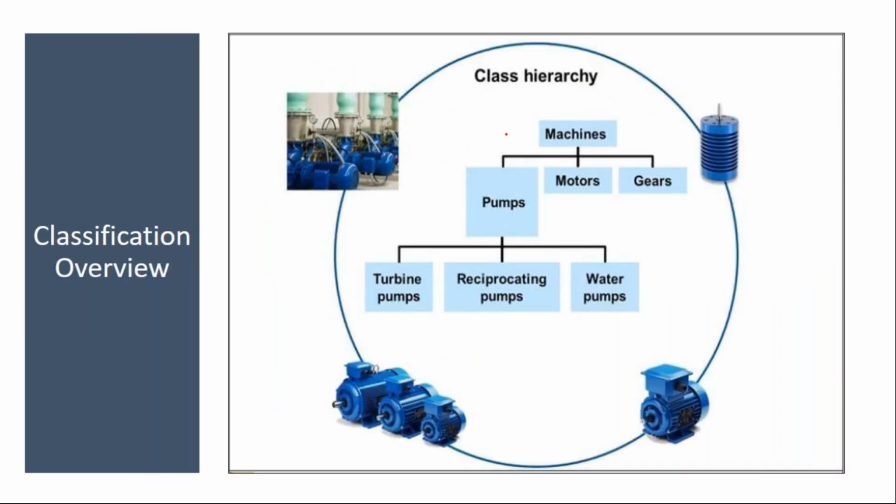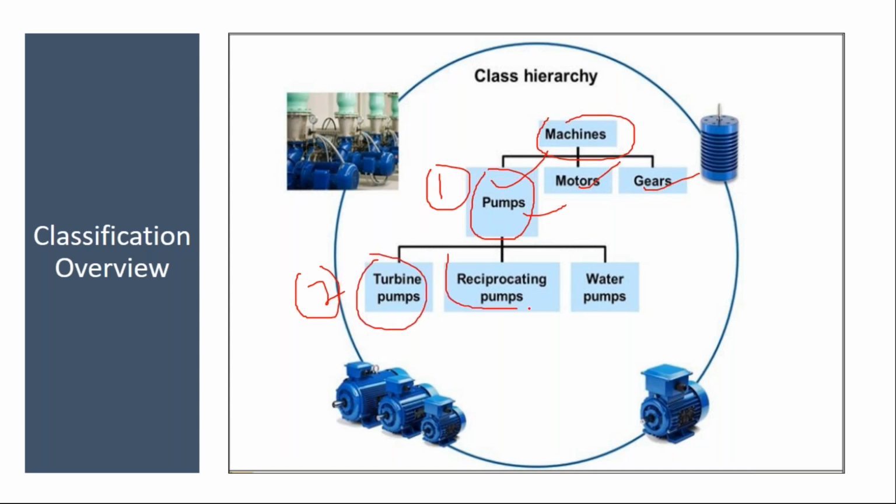You can have a multiple hierarchy of classes also. Suppose in my company I have machines. First type of machine: pump, motor, gears. This is the first level of classification, so I am classifying them according to the type of equipment. Then the second level is again in the pumps, what type of pump? Turbine pump, reciprocating pump, water pump. This is the second level of classification. So you can have multi-level classification also if required.